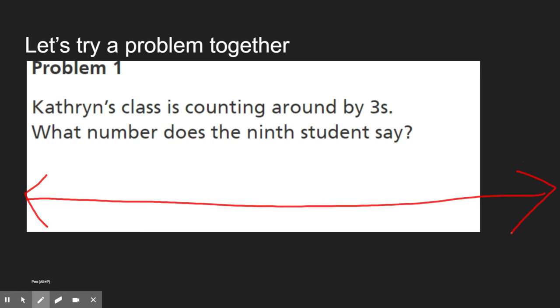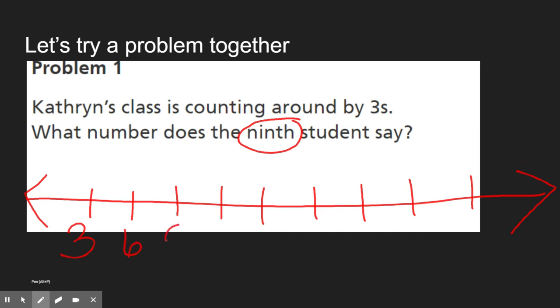Since I know that we want to find out what the 9th student says, I'm going to draw 9 little notches here in my number line. 1, 2, 3, 4, 5, 6, 7, 8, and 9. So we are counting by 3s, so we need to start at the number 3. So let's imagine that the classroom is counting around. So the first number is 3, 6, 9, 12, 15, 18, 21, 24.